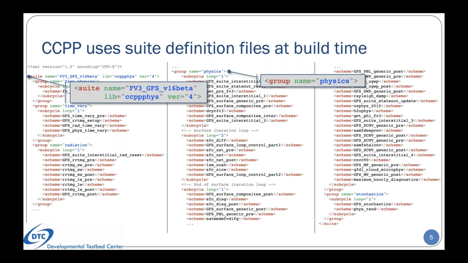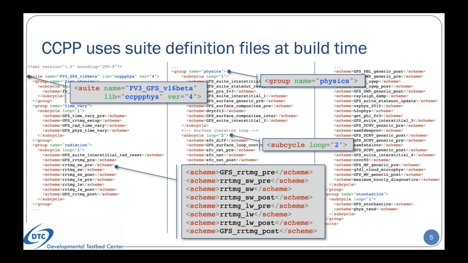Let's take a look at that group construct. A suite definition file can consist of one or multiple groups. Those can be called individually in order to do other computations in between or in one go as they're listed in the XML file. We are supporting a subcycling construct that allows you to call schemes at higher frequency or with a smaller time step, or to support that surface iteration loop in the GFS surface physics.